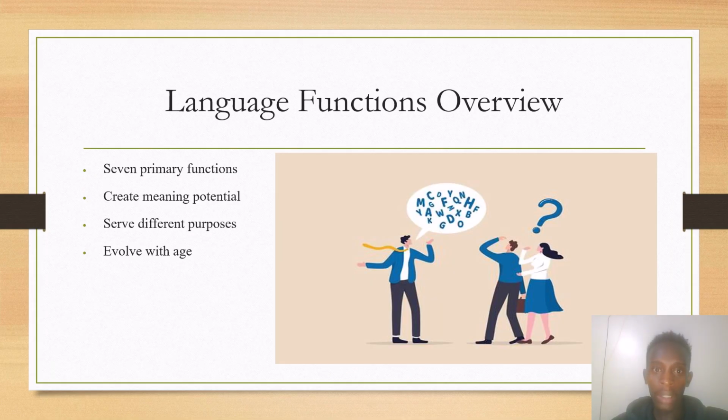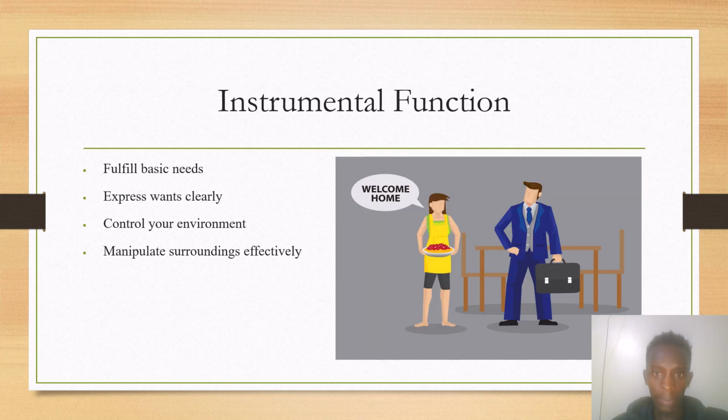Then on the next slide, I will talk about how language functions. Language serves seven primary functions, each with a unique purpose. I'll briefly go through each one below. I'll begin with the instrumental function. Instrumental function is about fulfilling needs. From a baby's cry to an adult's request, instrumental language helps us control our environment and get what we need.